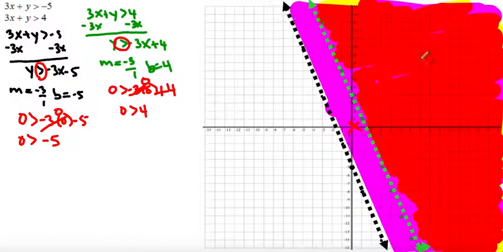Right, so my solution to this system is everything in the orange, not including the green line. So for example, a solution could be 3, 4. And then everything else, so everything that's pink, everything that's white, and even this dashed line is not a solution. So for example, this point right here, which is negative 3, 8, is not a solution.